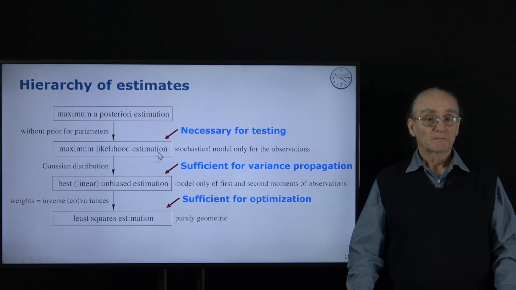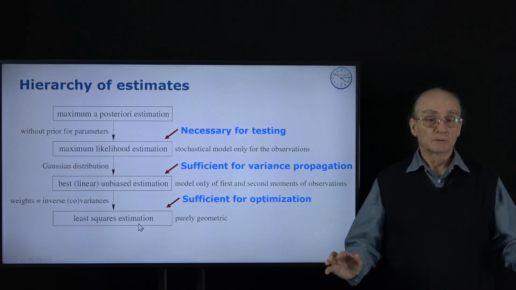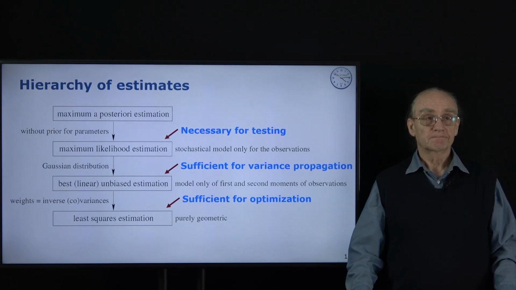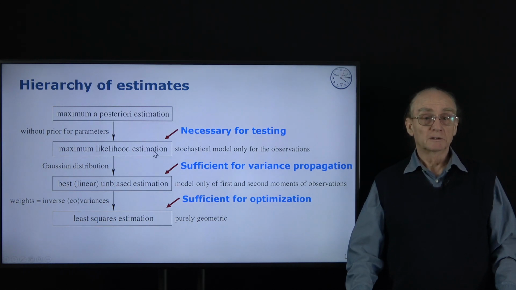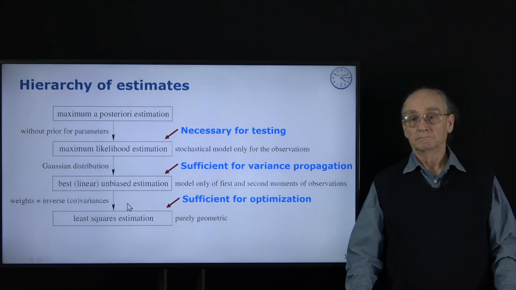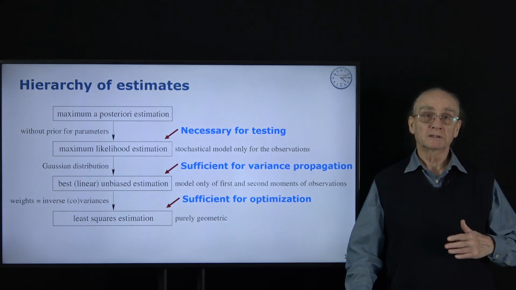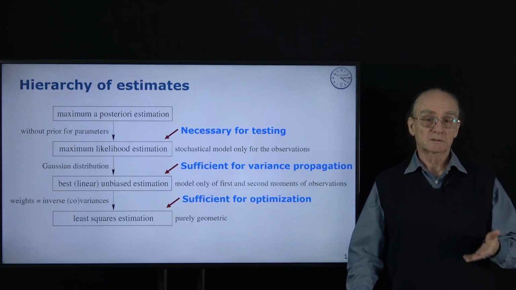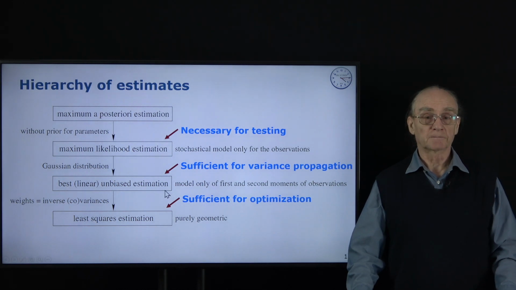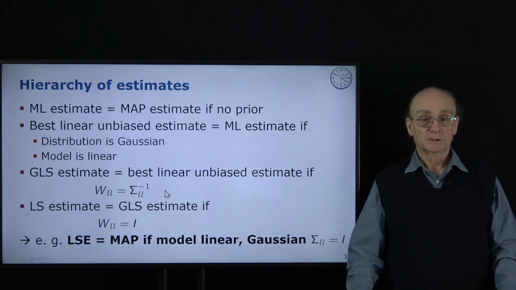Now that means if somebody says, I do ordinary least squares, looking at this hierarchy, you can say, this is maximum a posteriori estimation without prior, assuming Gaussian distribution, and all weights are 1. So you can interpret a least squares estimation in terms of a statistical view using this specialization hierarchy, which I wrote down here.